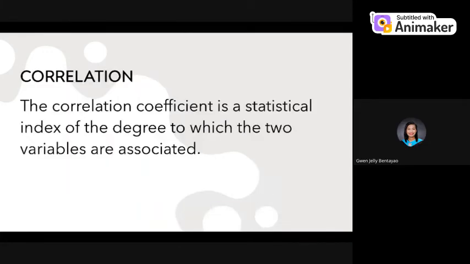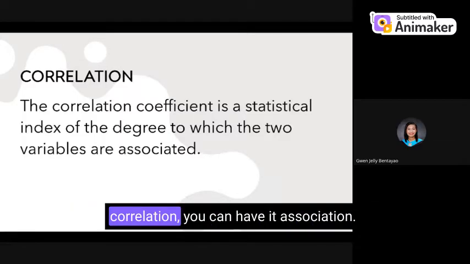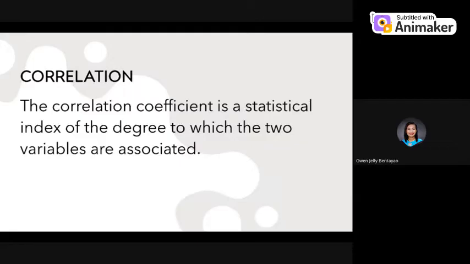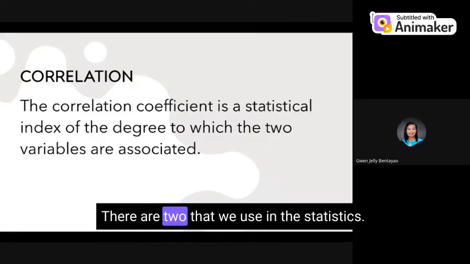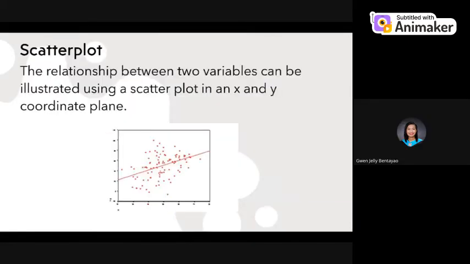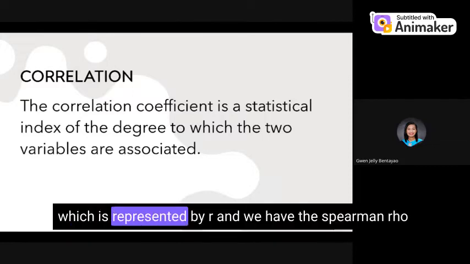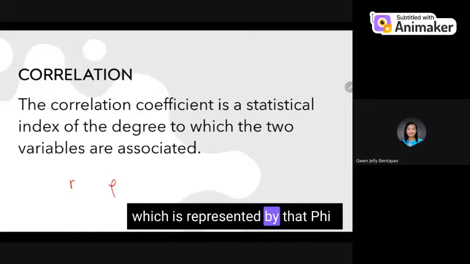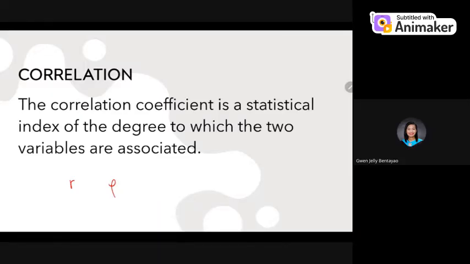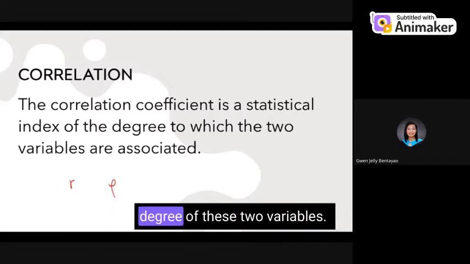Now, a test of significant relationship is also called correlation, or association. There is what we call the correlation coefficient. There are two that we use in statistics: the Pearson r, which is represented by r, and the Spearman rho, which is represented by that Greek letter. So the correlation coefficient will tell us the index or degree of relationship between these two variables.